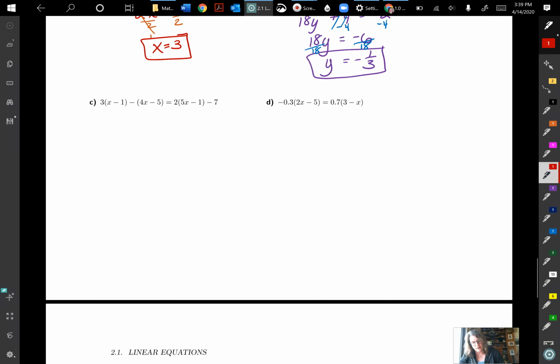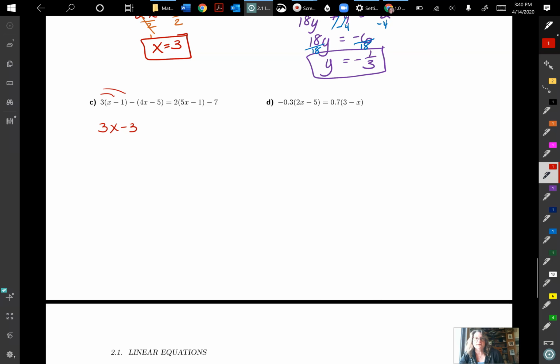So we have 3 times quantity x minus 1 minus quantity 4x minus 5 and quantity equals 2 times quantity 5x minus 1 and quantity minus 7. So a lot of distributing to do here. So we have 3x minus 3. Then this subtract gets distributed.